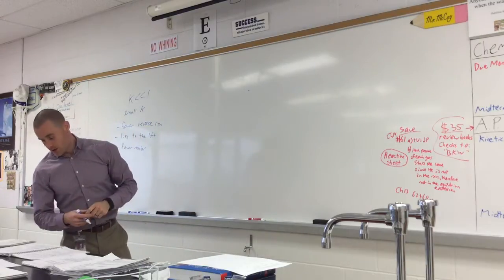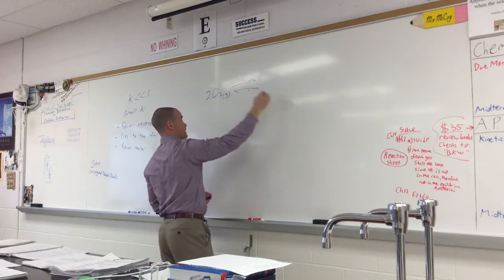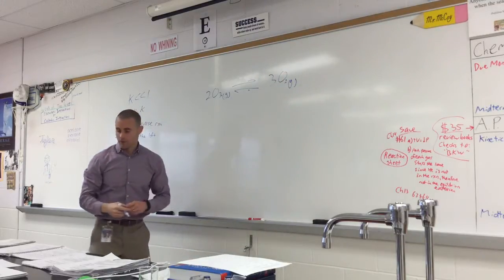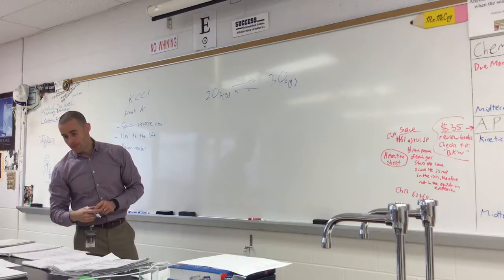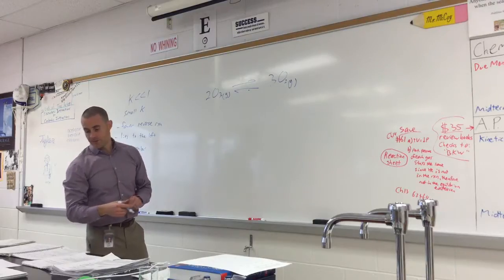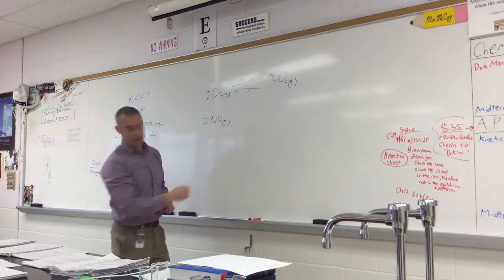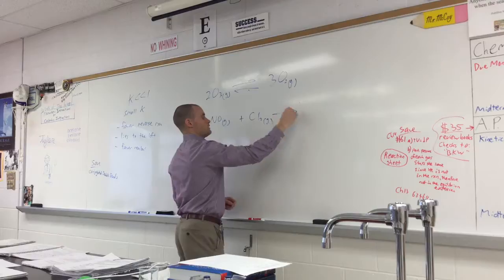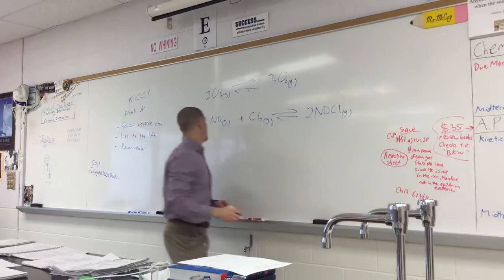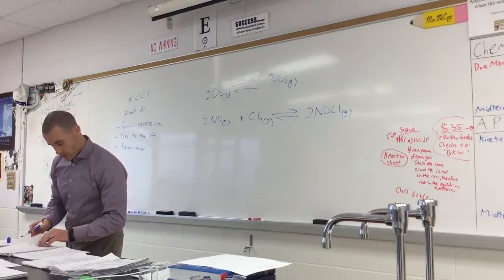So here we go. 2O3 gas is in equilibrium with 3O2 gas. So there's your first one. Second one, actually, I'm going to give you 3. 2NO gas plus Cl2 gas is in equilibrium with 2NOCl gas. And then the next one, I'm going to jump ahead because I've already talked to you about this.